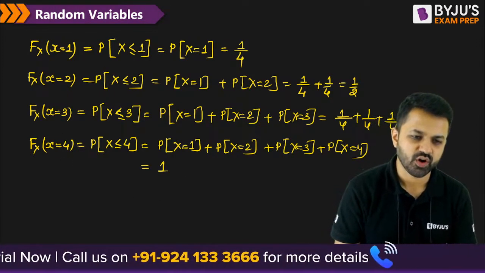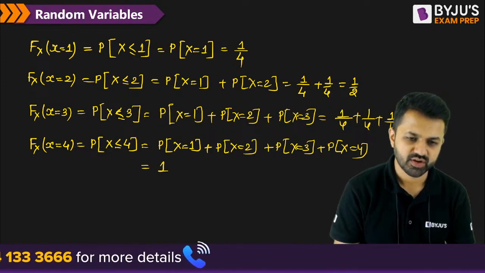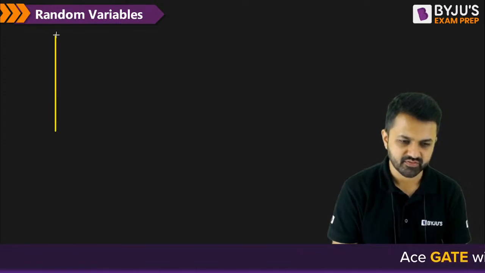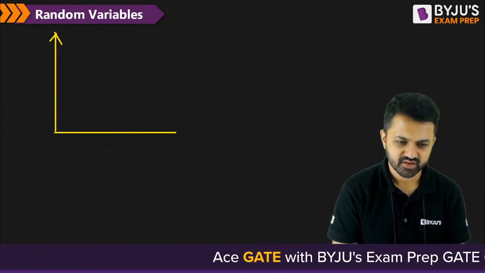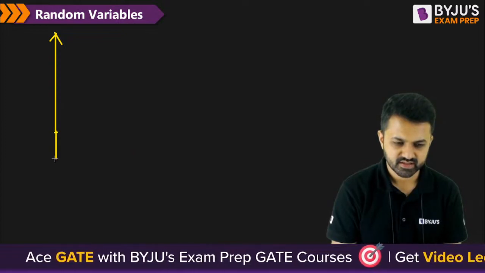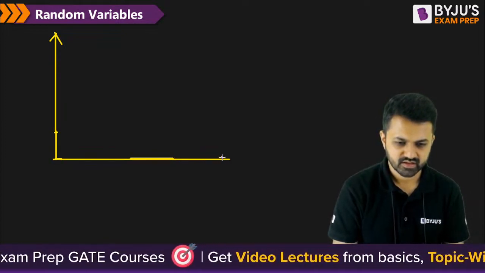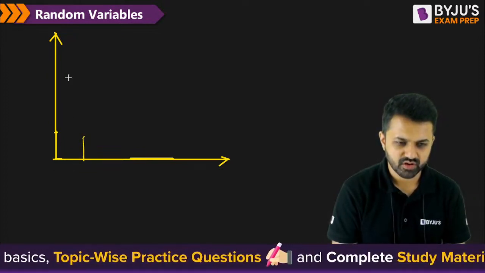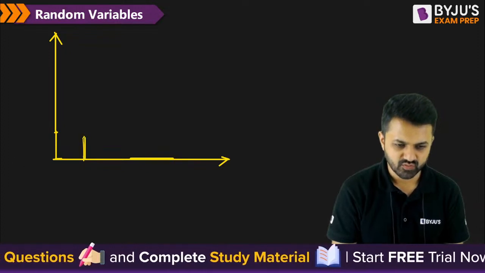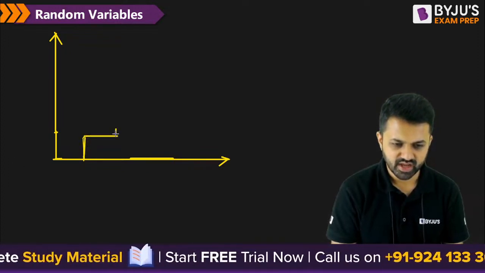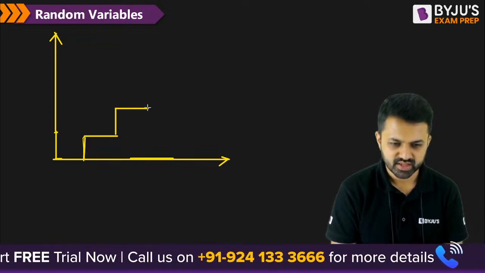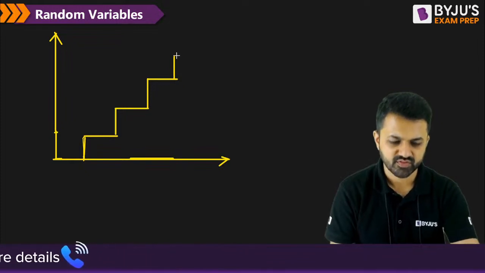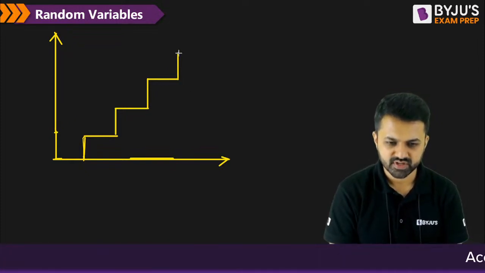When you draw it, you will get the CDF like this. At x equal to 1 you got 1 by 4. Then at x equal to 2 you got 1 by 2. Then at x equal to 3, 3 by 4, and then at x equal to 4 you received the total value of 1, and after that it continues at 1.